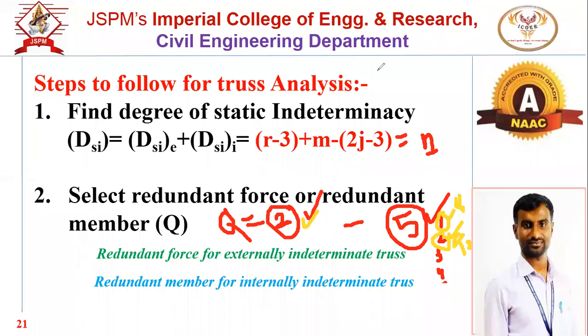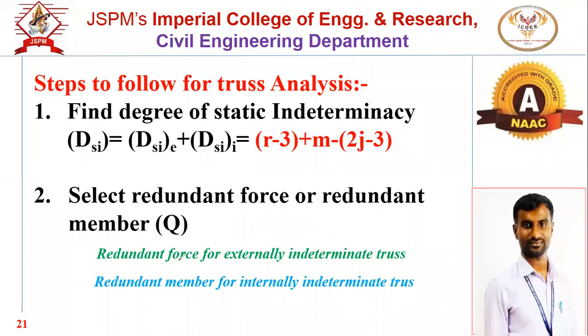Now again there will be 2 parts. The first condition: it may happen that this particular truss is externally redundant or externally indeterminate, or it may happen that it is internally indeterminate. Now, can anyone tell me when a truss is externally indeterminate and when internally indeterminate? It is all SA1 material.